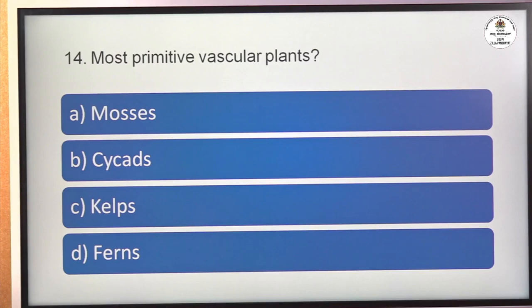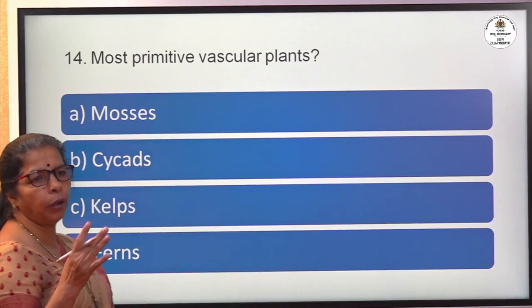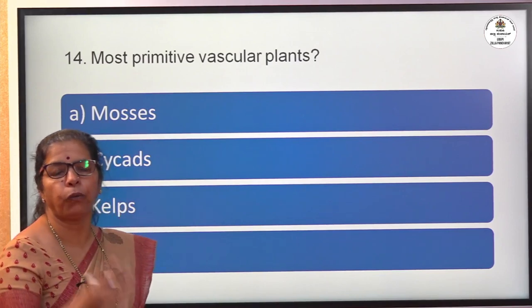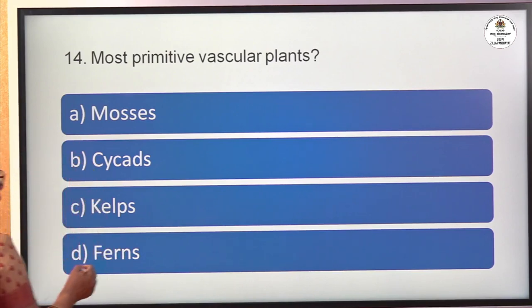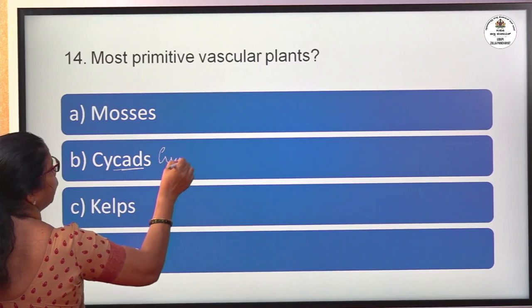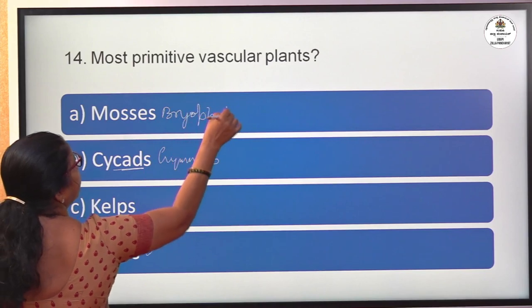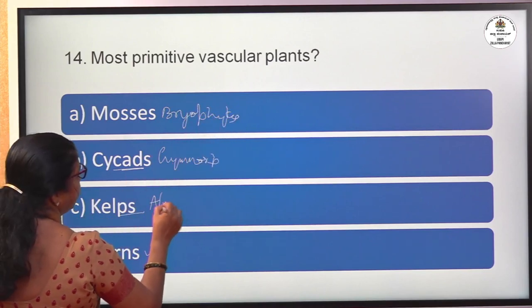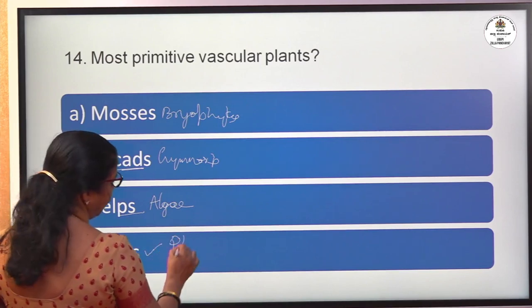Most primitive vascular plants. Vascular elements are found in organisms of groups like pteridophytes, gymnosperms and angiosperms. So, which is pteridophyte here? The pteridophyte, that is fern, and this is the primitive. Next, the cycads will come under gymnosperms. Next group, mosses, these are bryophytes, so they do not have conducting tissues. Kelps, these are algae, huge algae considered as kelps.